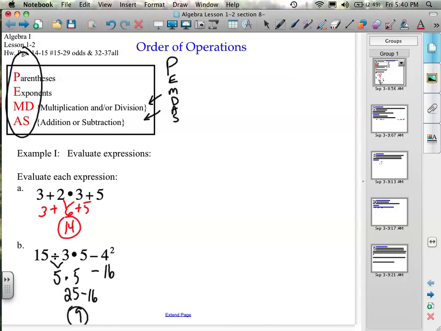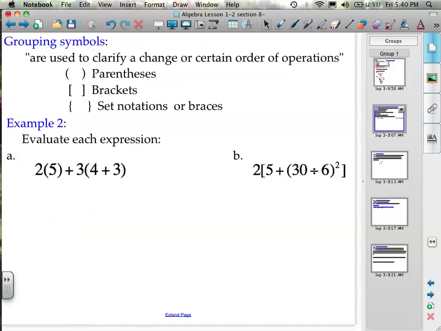Okay, on to the next board. Alright, we also have grouping symbols, and we know that parentheses can come in different directions. We have parentheses, open and close parentheses. We have brackets. And we also have these things called set notations. So, they are basically just used the same way that parentheses are used. They could show multiplication, or they could show you that you need to look inside and do that operation first.